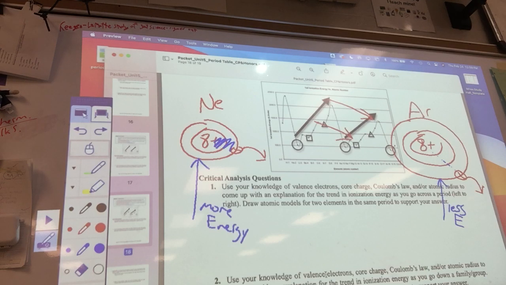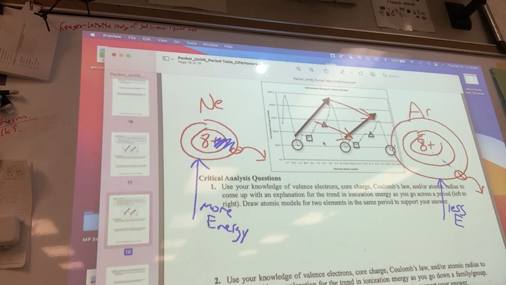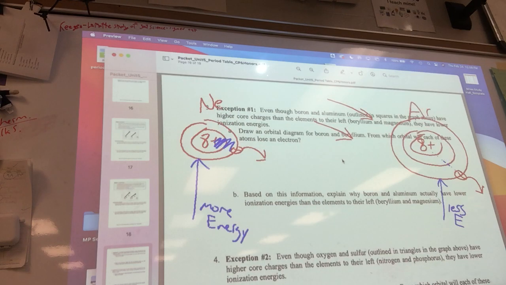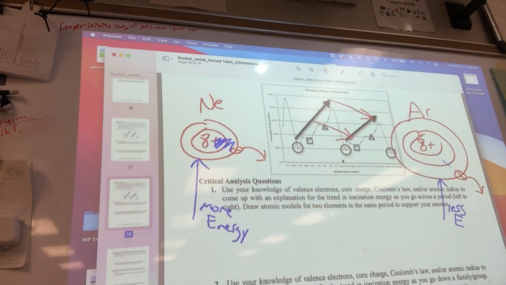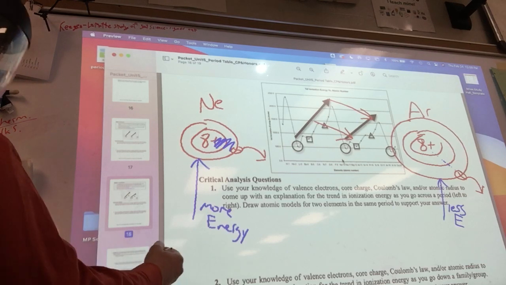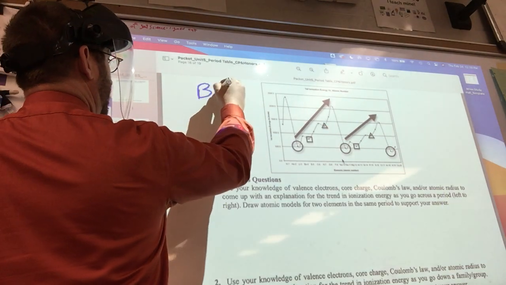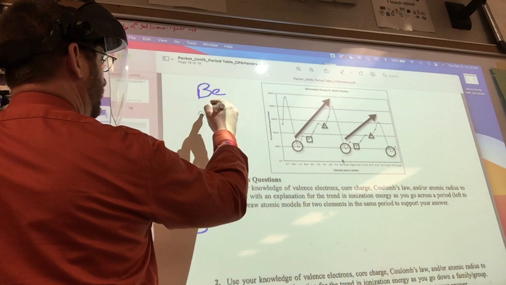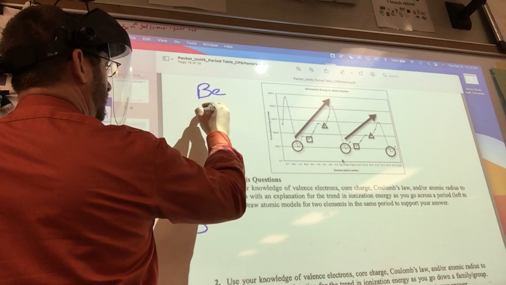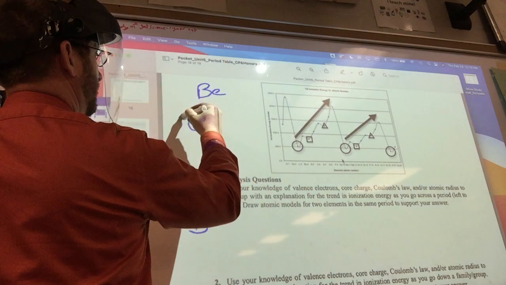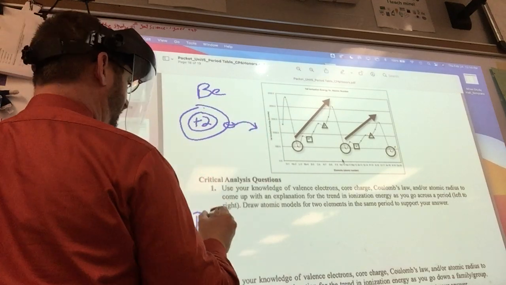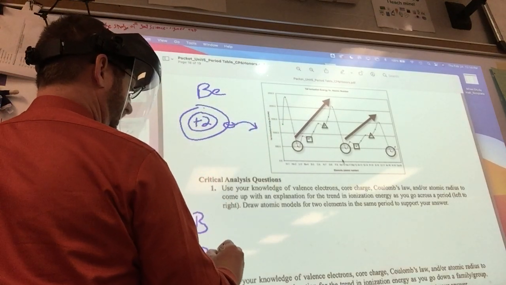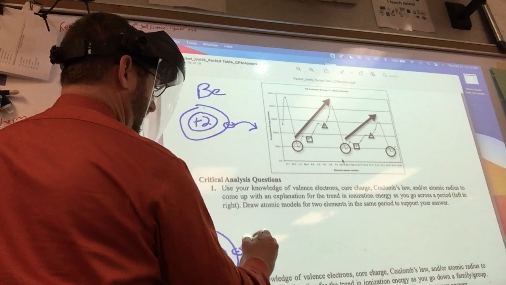Questions about that? All right, it would be nice if everything was that easy, but again, we have some exceptions here. Not that they're exceptions, but we just need a more fancy model to fully explain it. So we want to take a look at beryllium and boron. Here's beryllium, and here is boron. Beryllium would be a 2+ with 2 rings around it. Here's this electron we're trying to rip off, and boron would be a 3+, and we're trying to rip off that electron.